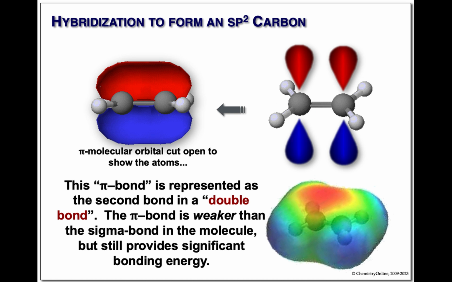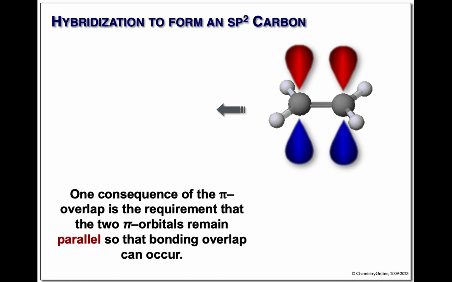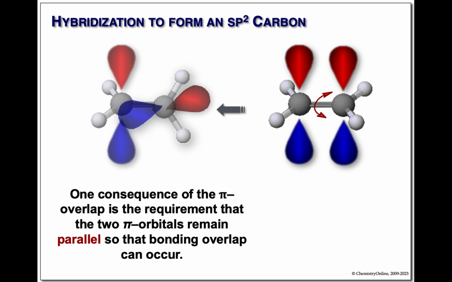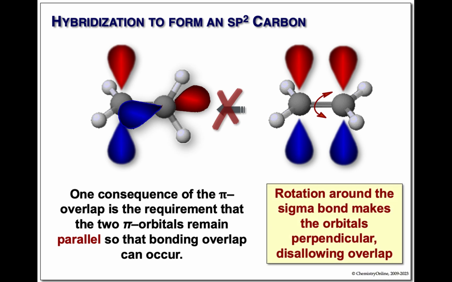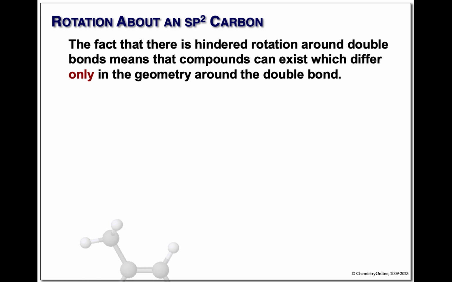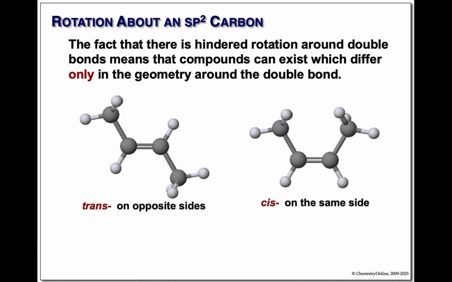It also does something else interesting. In order for these to interact, they have to line up nicely. If we twist this bond here in the middle, so it looks like that, they would no longer interact. That means there's a big energy barrier to this rotation. That also means if you have a carbon-carbon double bond, you can have at least 2 isomers. Here, trans, where things are on opposite sides, and cis, higher energy, where they're on the same side.